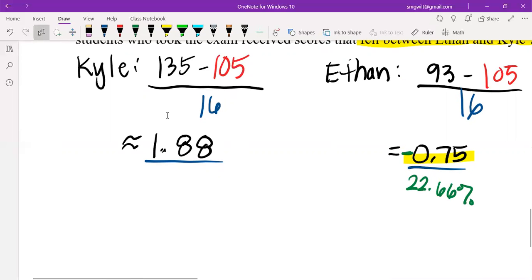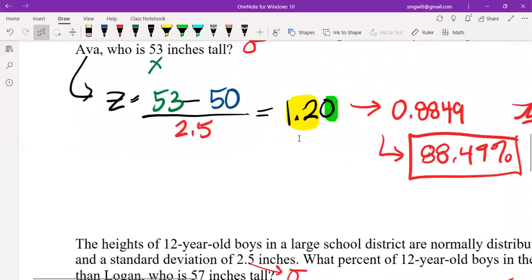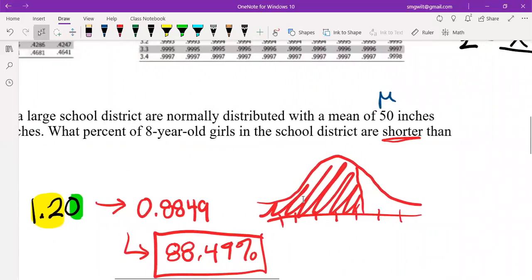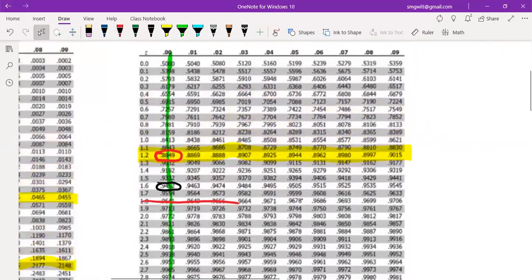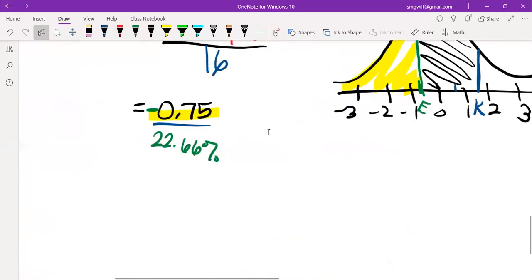And then I'm going to look up Kyle's score, 1.88. I'm looking at the positive z-table this time. So 1.8 is here, and then 0.8 is here. I'm looking at where those two meet, which is 0.9699, so 96.99%.